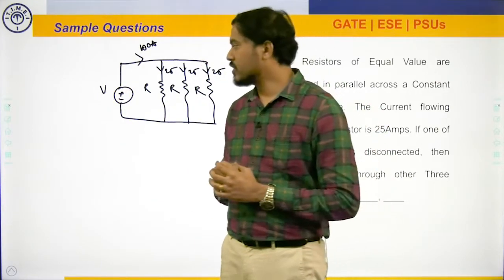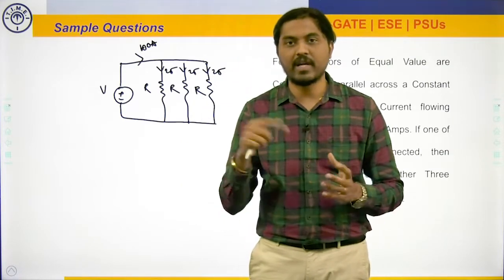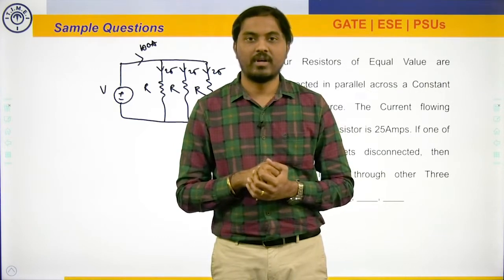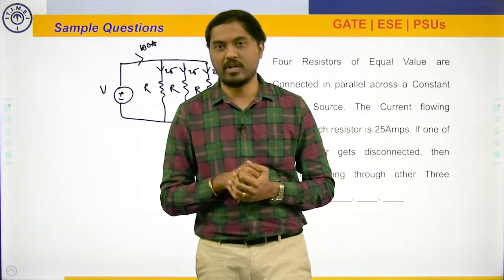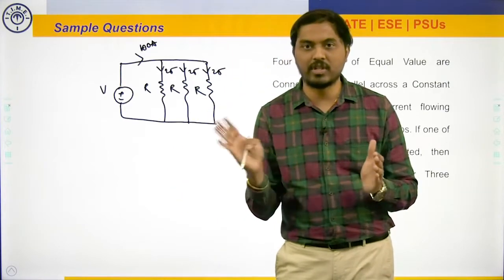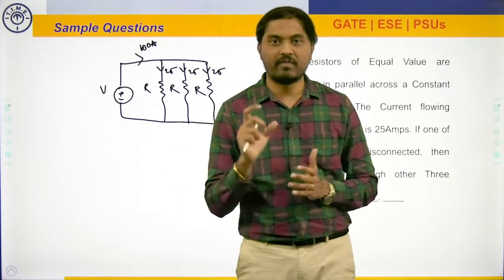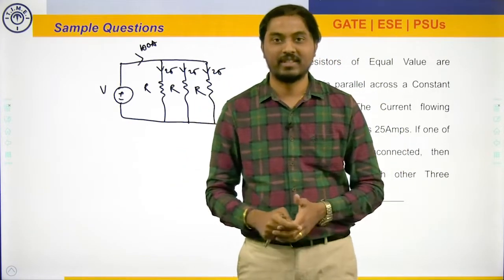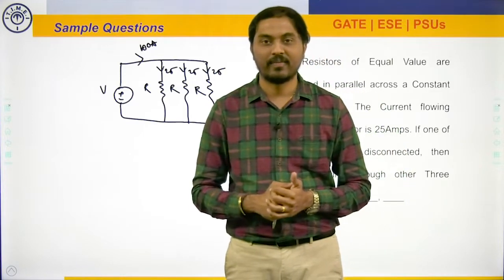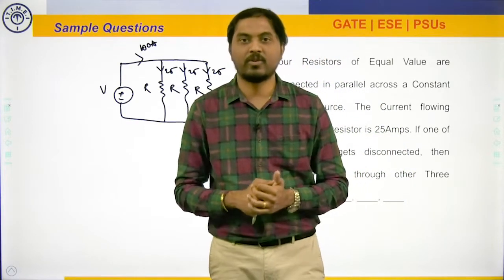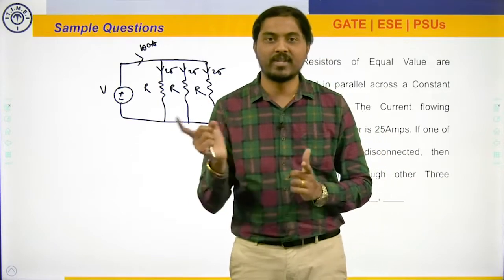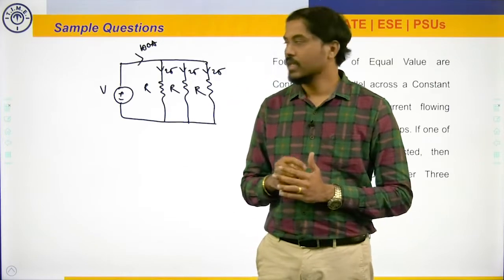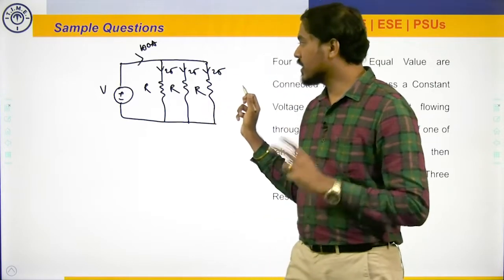Now, I switch off one of the fans. What do you think will be the current through the 3 fans? According to your previous thinking, the currents through the remaining 3 fans must be 100 by 3, that is 33.33 each. In that case, either the fan should run with more speed or it should get burnt, because more than the rated current is flowing. Is this what happens? Absolutely not. When you switch off one of the fans, is there any change in the speeds of the other 3 fans? Absolutely not.